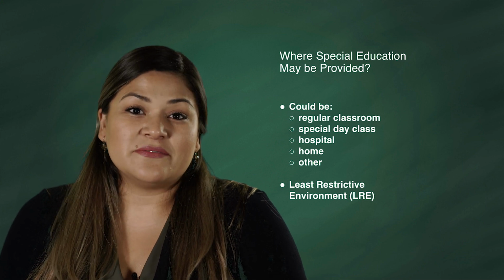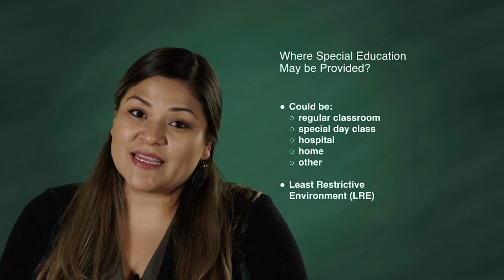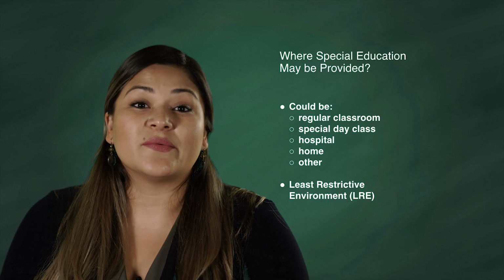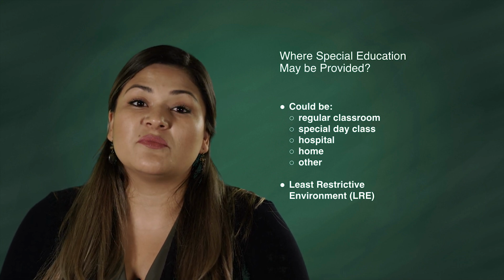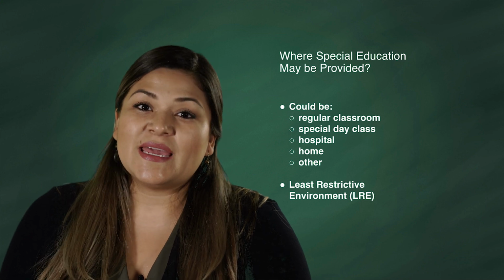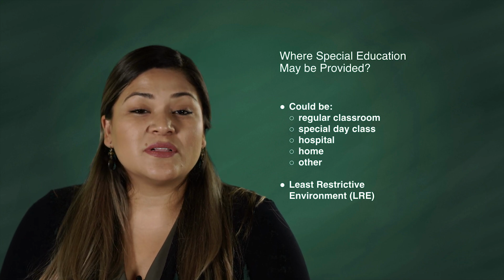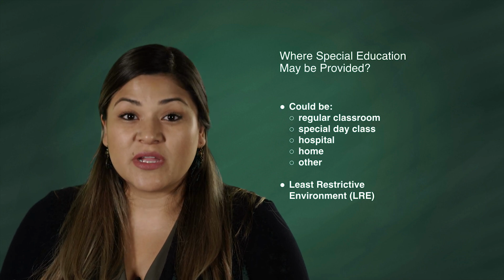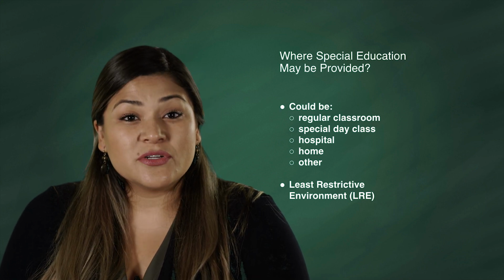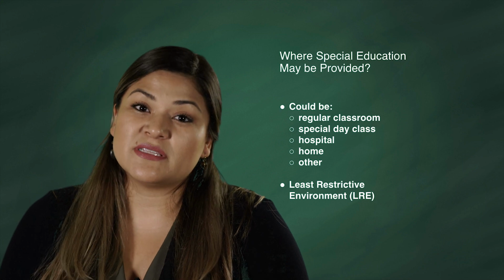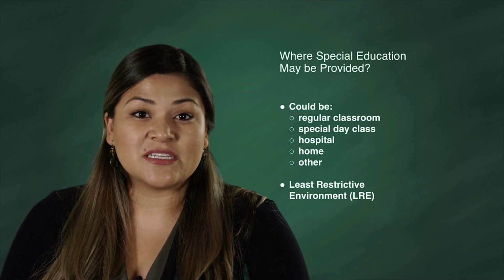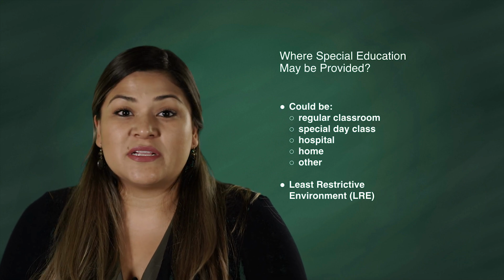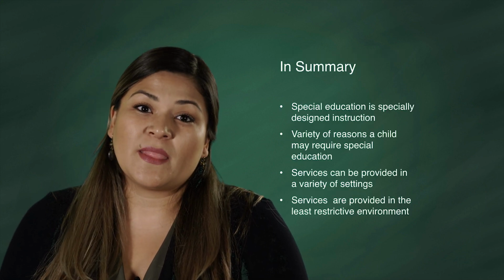IDEA, or the Individuals with Disabilities Education Act, includes provisions that ensure that children with disabilities are educated with non-disabled peers to the maximum extent appropriate. Each state must also ensure that special classes, separate schooling, or other removal of children with disabilities from the regular environment occurs only if the nature or severity of the disability is such that education in general classes with supports and services cannot be achieved satisfactorily.